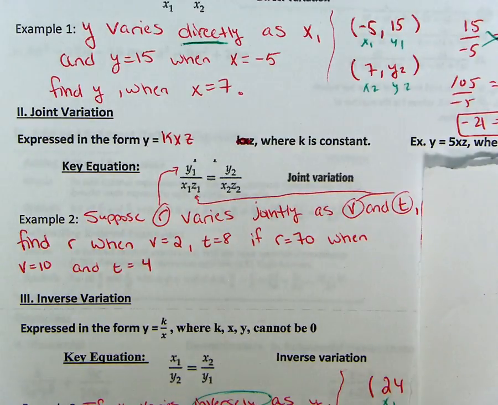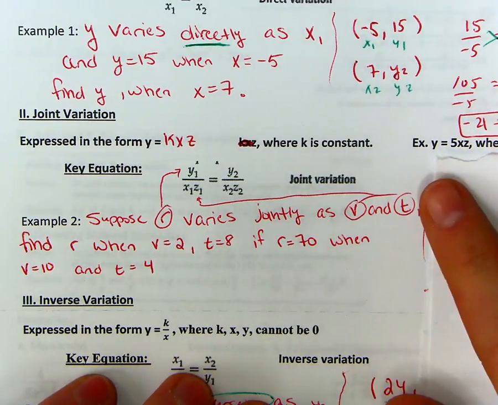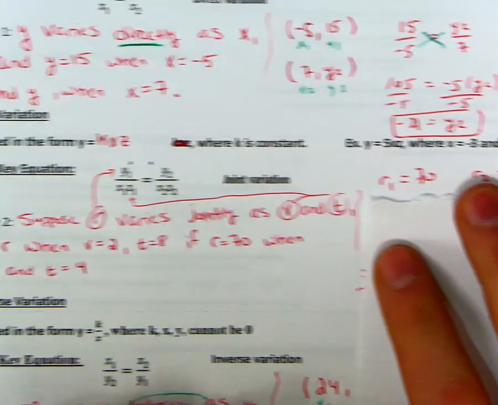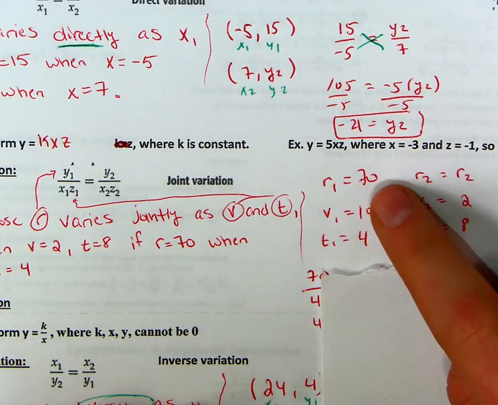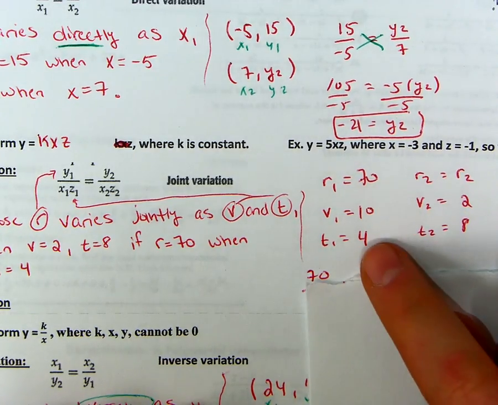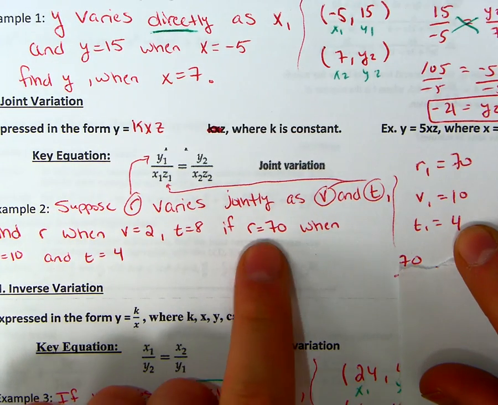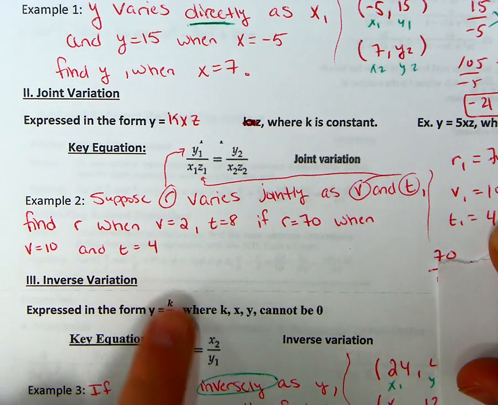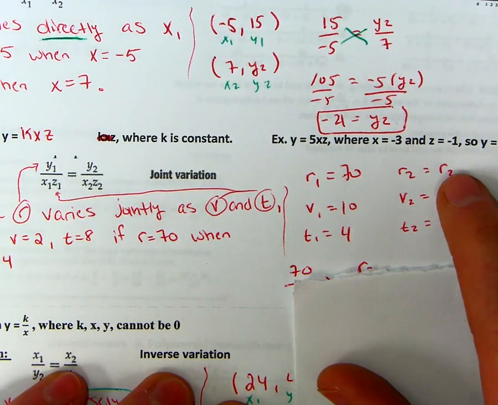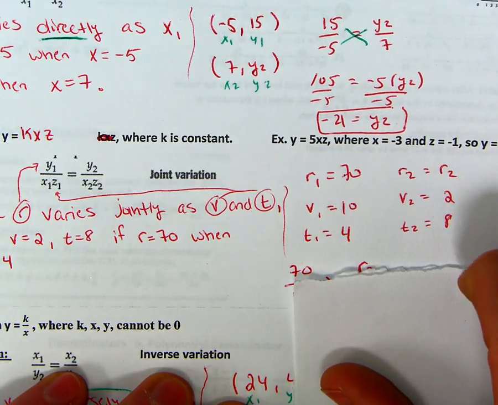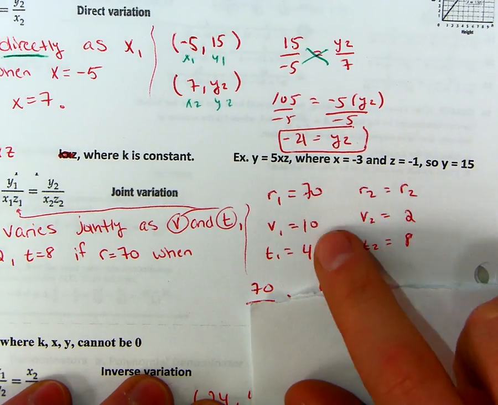So that's that. Find r when v equals 2 and t equals 8, if r equals 70 when v equals 10 and t equals 4. I'm not going to show you an ordered pair this time. I'm just going to show you in chart form. So I have my r1 equals 70, my v1 equals 10, my t1 equals 4. That's the r equals 70 when v equals 10 and t equals 4. And then the missing part is r2, but we know that v2 is 2 and t2 is 8. All right, so there's our items.